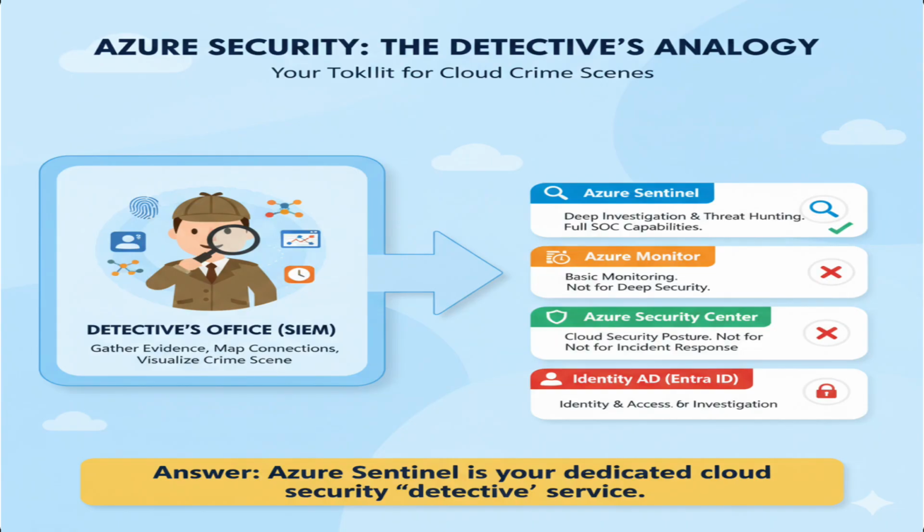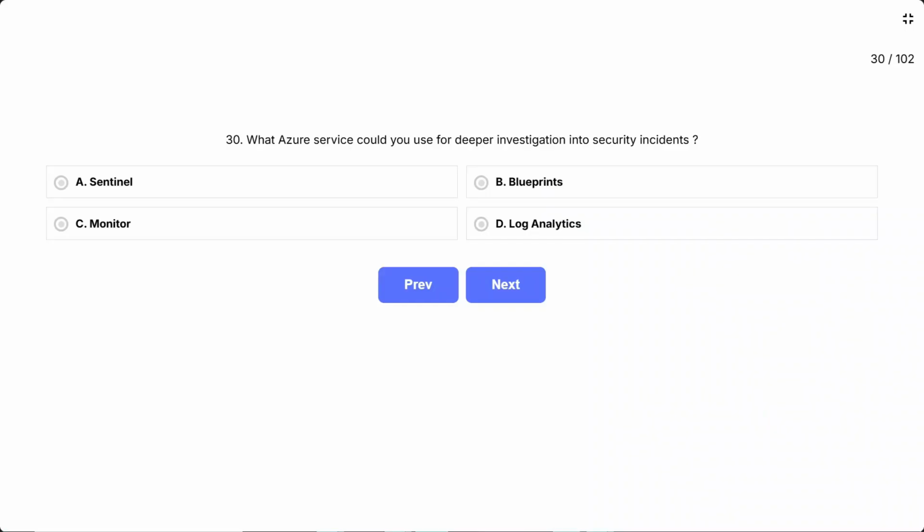Imagine you're a detective investigating a crime. You'd want specialized tools to gather evidence, create timelines, map connections between suspects, and visualize the entire crime scene. In the Azure world, which service sounds like it would provide those comprehensive investigative capabilities for security threats rather than just basic monitoring or configuration management? The correct answer is Sentinel.